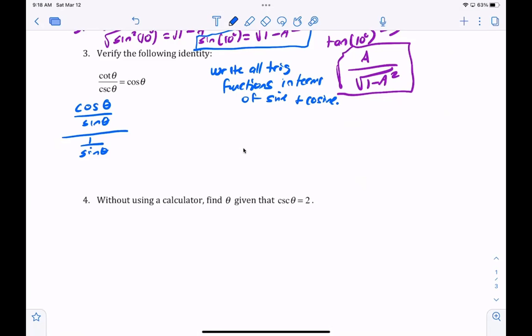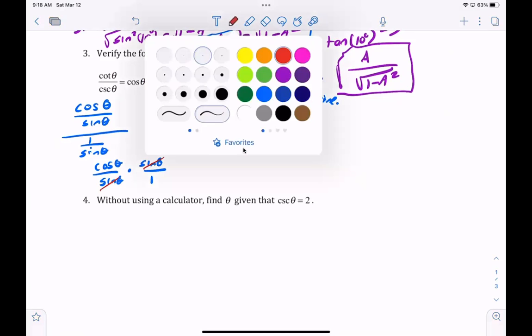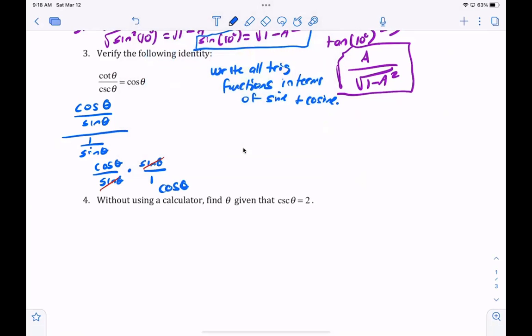The next step now is we have fractions that we're dividing. So when we're dividing fractions, you take the reciprocal of the denominator and you multiply. So the next step would be cosine theta over sine theta times sine theta over 1. And here we can cancel out the sine theta from the denominator of the first fraction with the numerator of the second fraction. And that leaves us with cosine theta, which is equal to cosine theta. So we have verified this identity.